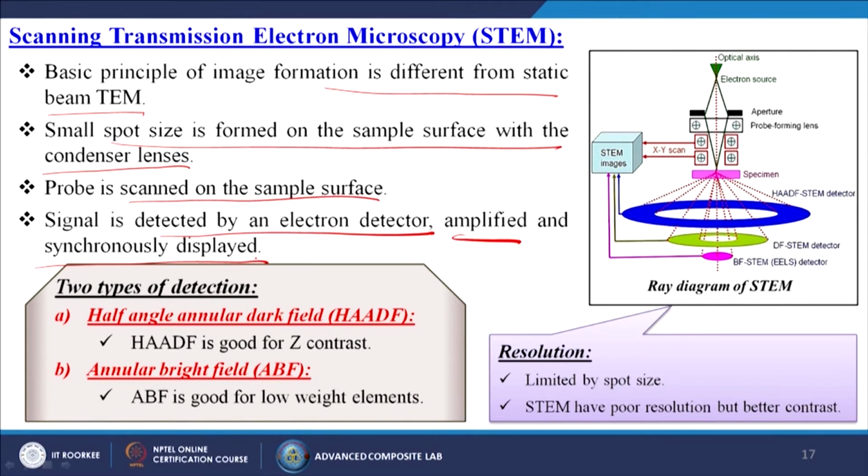This is also done by two types of detection, generally. One is called the half angle annular dark field, in short HAADF. It is good for Z contrast. Another one is called the annular bright field, or ABF, which is good for low weight elements. Generally the resolution is limited by the spot size, because you can see that on the sample it falls as a small spot. STEM has poor resolution, but better contrast.